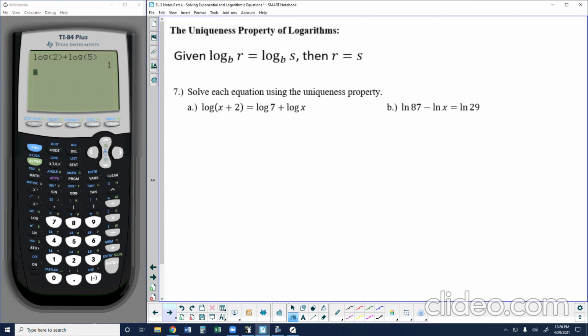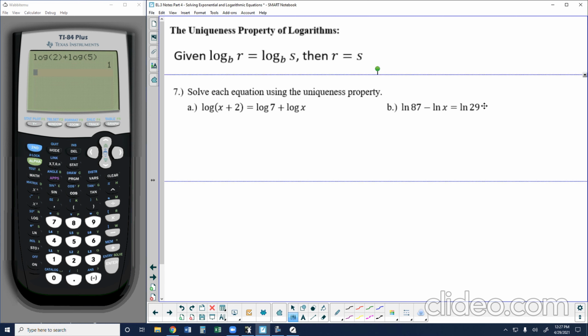So another method for solving logarithmic equations is the uniqueness property of logarithms. If I can get down to an equation with a single logarithm of base b equal to another single logarithm of base b, then their input values, in this case r and s, must be equal. So as long as I have a logarithm on each side of the equation and the base is the same, then I can focus on setting their input values to be the same.